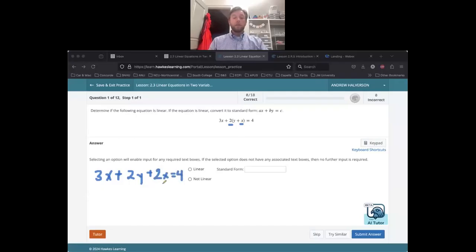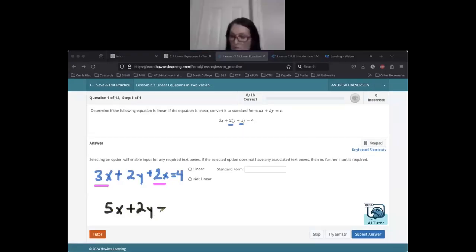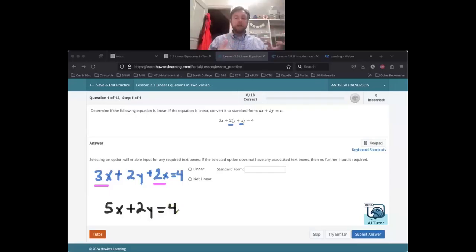Now that we have the parentheses gone, we have to combine the like terms. So here's a like term and here's a like term. So we combine those to get what? 5x plus 2y equals 4. Yep. So that's what we mean. We want the x and the y on the same side of the equal sign, no parentheses, combine like terms where we can. So that's what goes right here: 5x plus 2y equals 4.